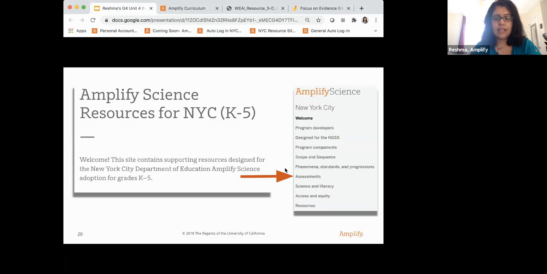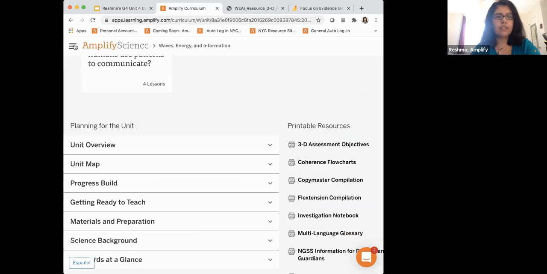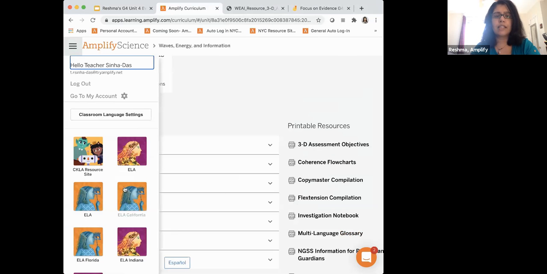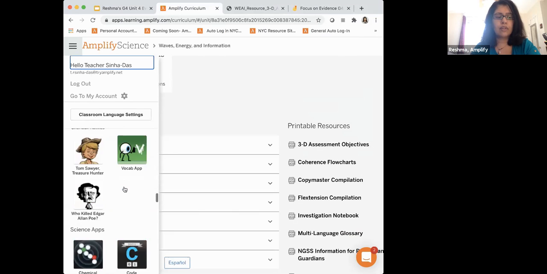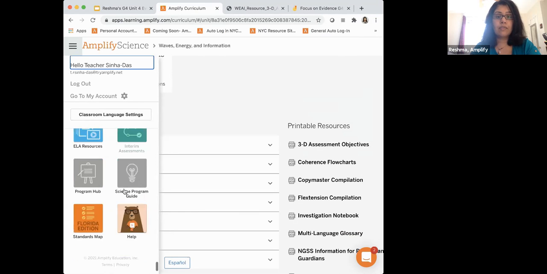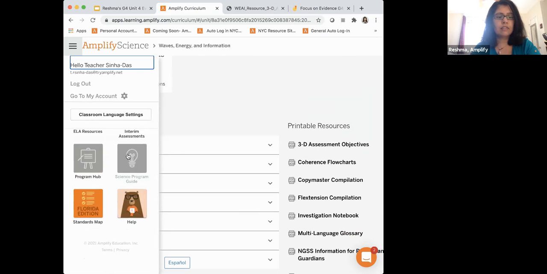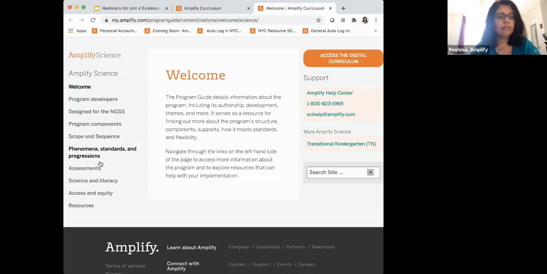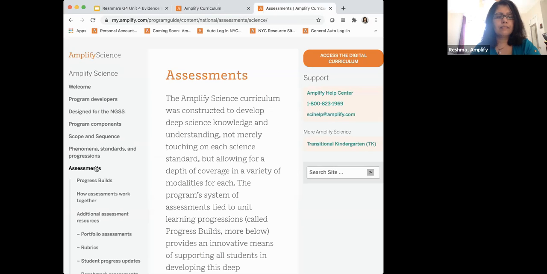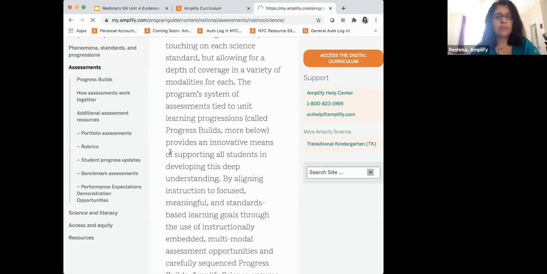Let's explore another resource that further assists us in assessing the 3 dimensions, and this is found in the Global Navigation menu. We just explored a resource that explicitly outlines where the various dimensions are assessed throughout your unit. There's also another resource that gives you rubrics. Let's take a look. When you go to the Global Navigation menu, go to Science Program Guide, then Assessments, then Rubrics.